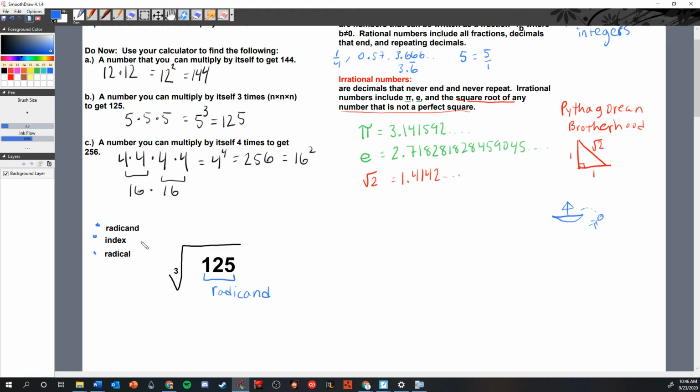The index is the number that I put in the little square root symbol, or radical symbol. That tells me what type of root I'm taking. So when the index is a 3, that means I'm taking a cube root. The index tells us what type of root we're taking.